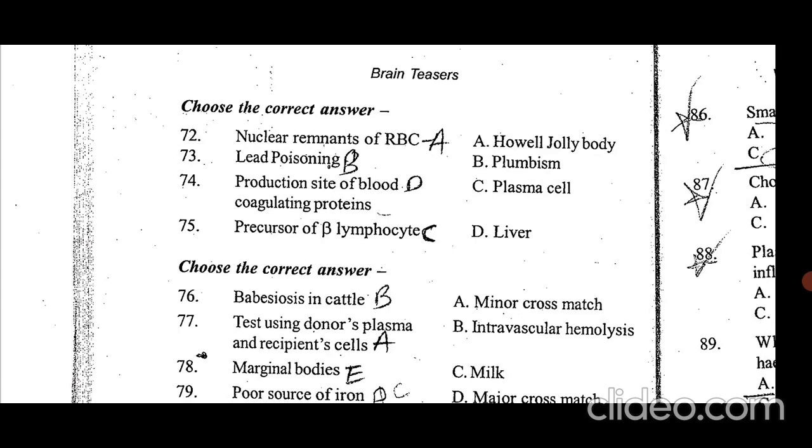The production site of blood coagulation proteins is the liver. The liver produces blood coagulation proteins.